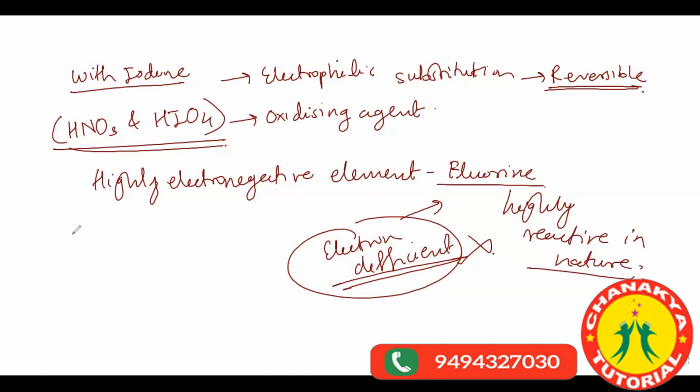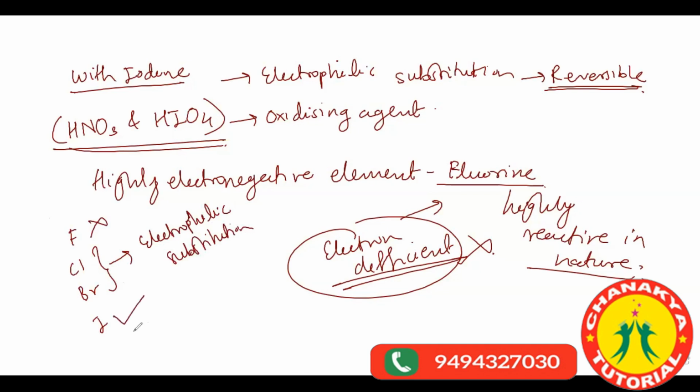We have learned about fluorine, chlorine, bromine, and iodine. Among that, chlorine and bromine can undergo electrophilic substitution. Fluorine can't, and iodine can by using an oxidizing agent. Which oxidizing agent? HNO3 or HIO4. Clear? Yes, ma'am. Shall I erase it now?